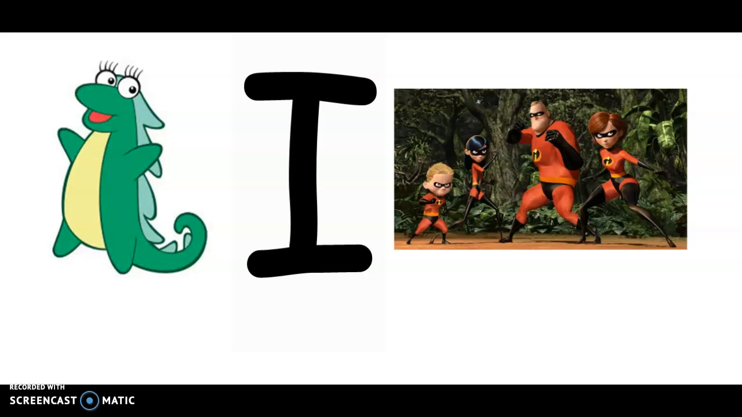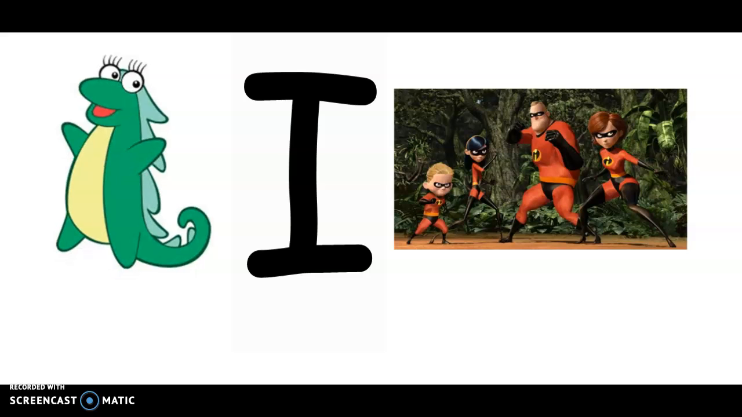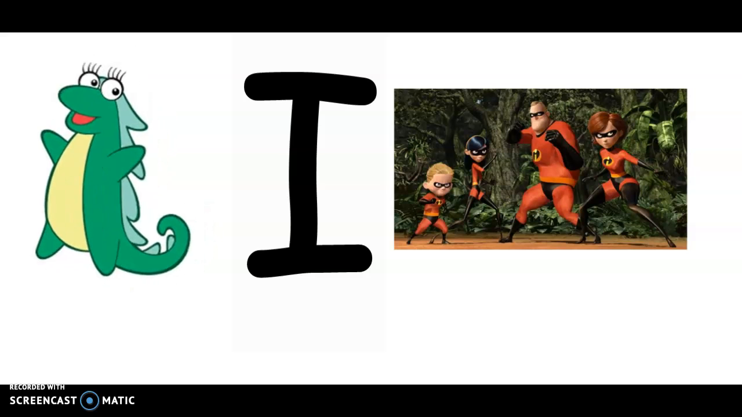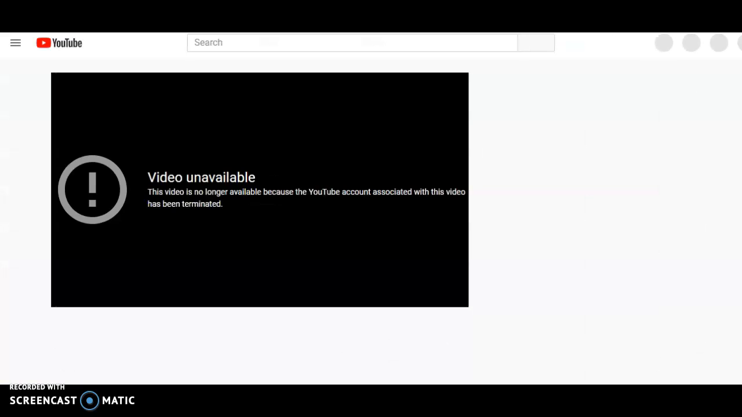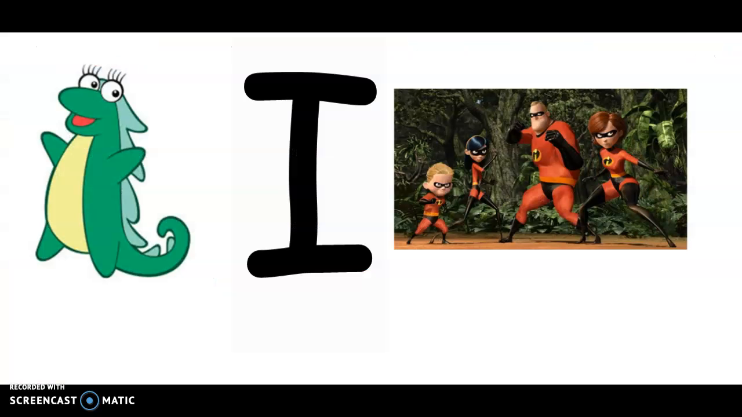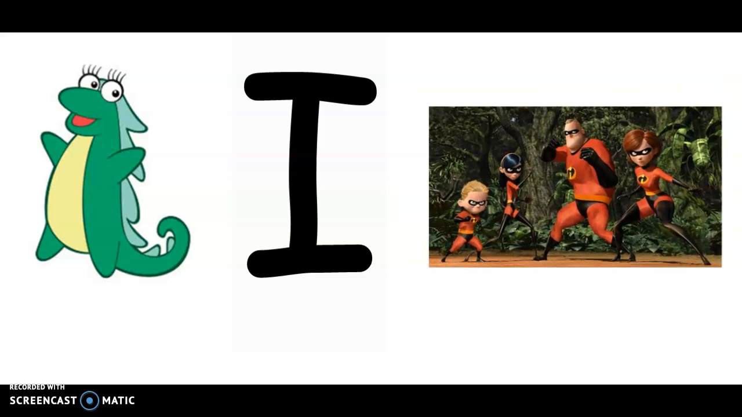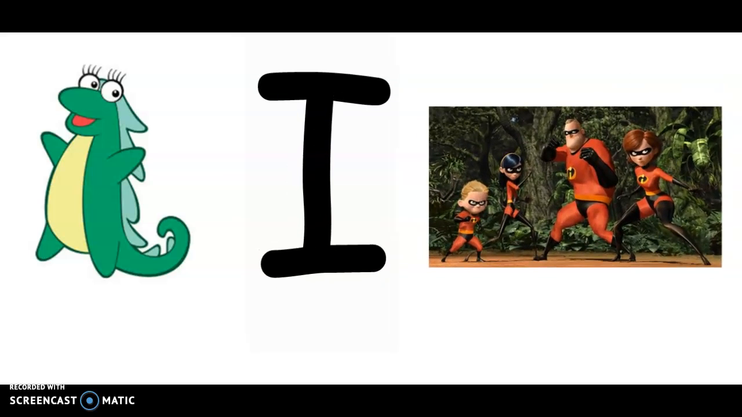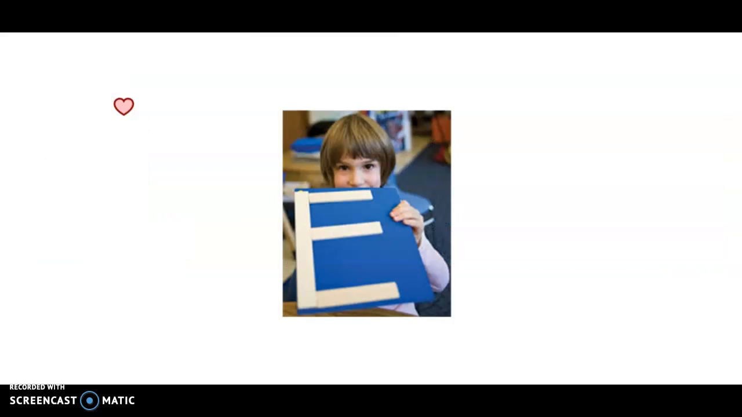All right, we are working on what letter this week? I. What letter is it? I. Like Isa? Is that her name? Isa, the iguana? And who are these people? I know. The Incredibles. Their names start with an I also. All right. Go ahead and stand up.